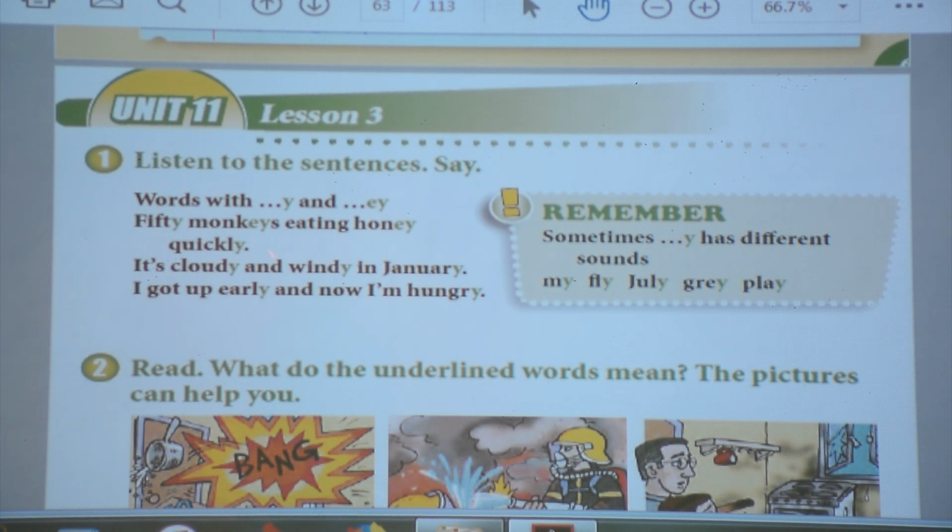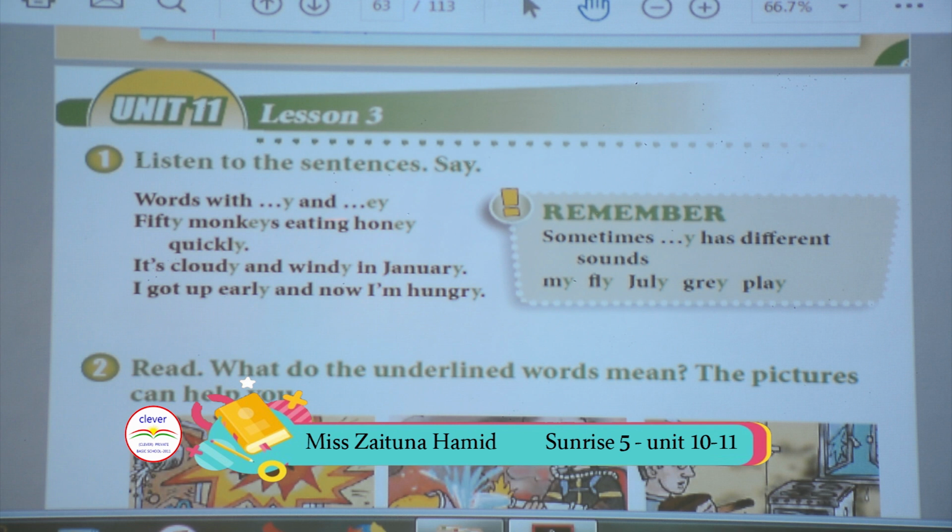Fifty monkeys eating honey quickly. How can you pronounce Y and A? Fifty monkeys eating honey quickly. It's cloudy and windy in January. I got up early and now I am hungry. Okay, so it's about the sounds of Y and A. How can you pronounce them in a sentence? Sometimes Y has different sounds.